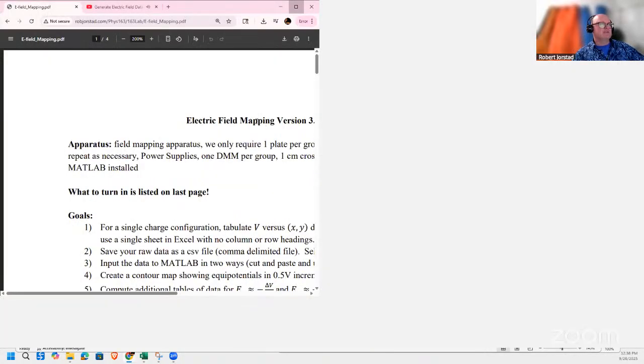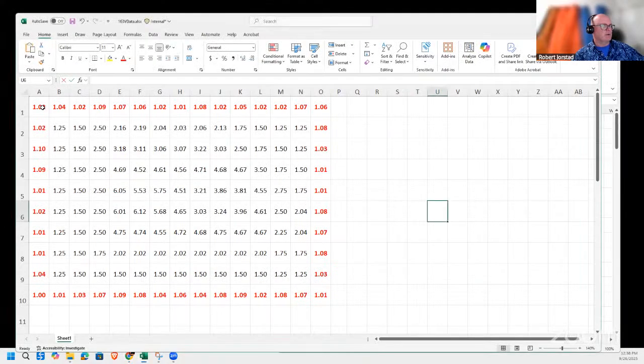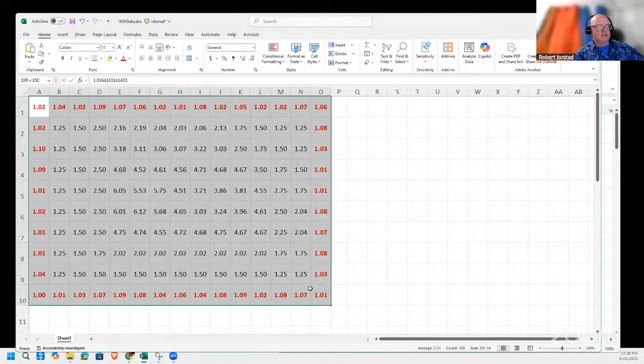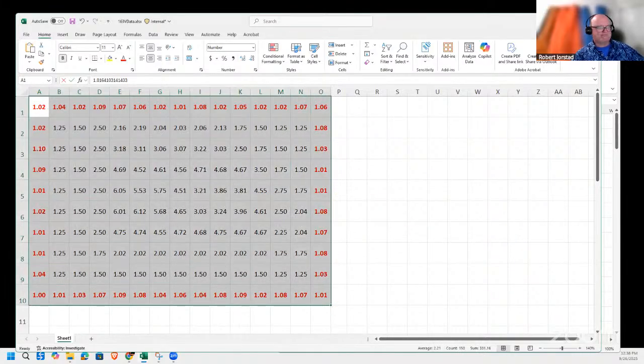So imagine you're doing a field mapping lab, all right? And we're going to make a bunch of voltage data that looks a little bit like this. So at a bunch of different points, you record the voltage using a probe in lab. So that's easy to measure. We've measured all these voltages on a grid.